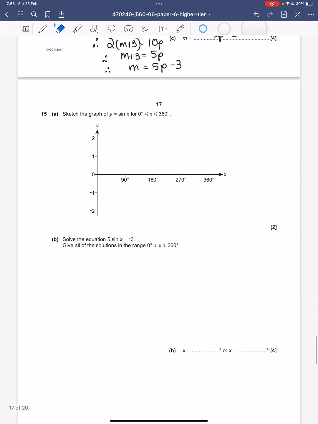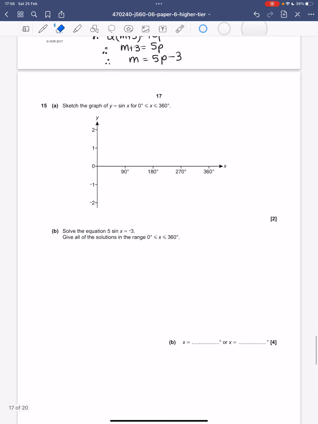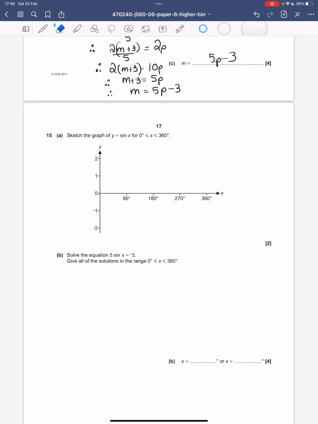Okay. Sketch the graph of y equals sine x for x between 0 and 360. So I actually know this off by heart, that 90 degrees is 1. We haven't got the dots there, have we? Okay, 0 is 0. 180 is 0. But if you don't know it, you just need to do it on your calculator.